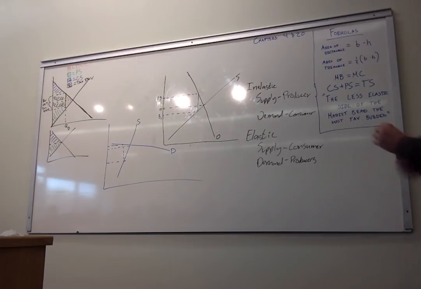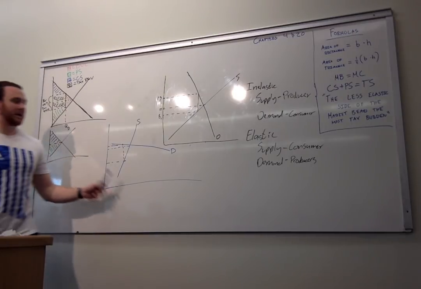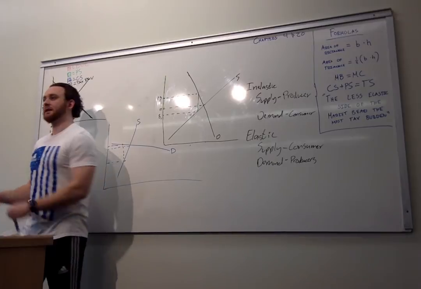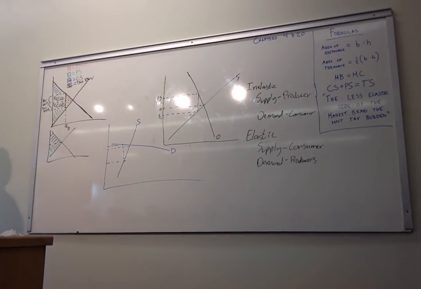So I wrote a quote in the formula section. I know it's not a formula, but treat it like one and memorize it. Just remember, the less elastic side of the market bears the most tax burden, okay? Just drill that through your head. Try to remember it. If you need to, you can just draw these graphs. So draw a graph with a super elastic demand and a super inelastic supply, and then vice versa. And you should visually be able to see that. Does that make sense? Is anybody confused on that?